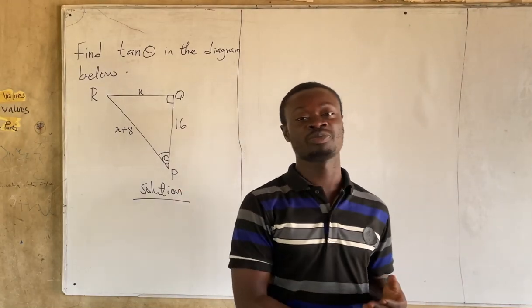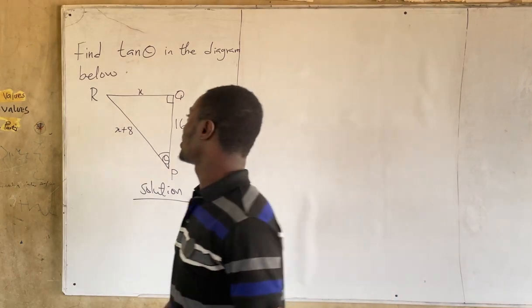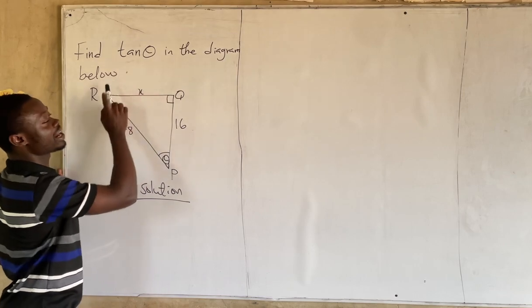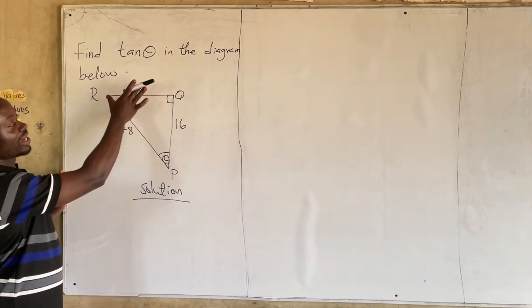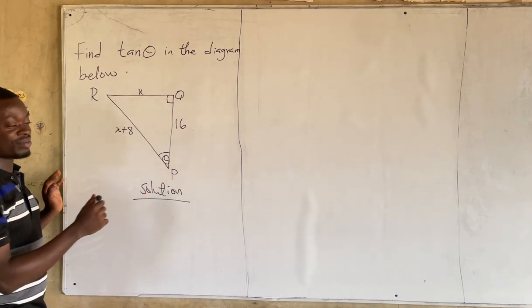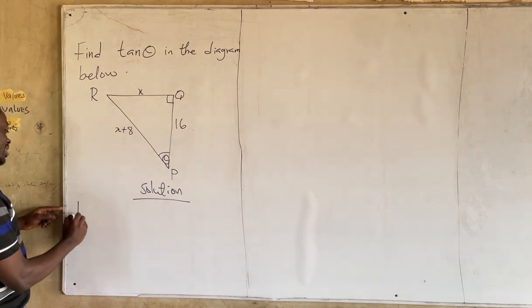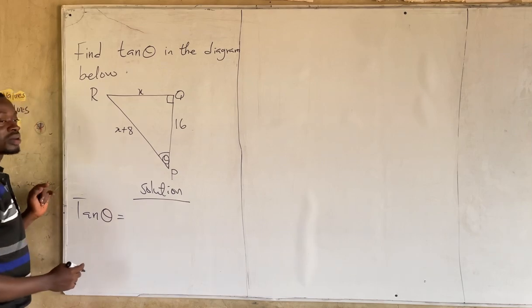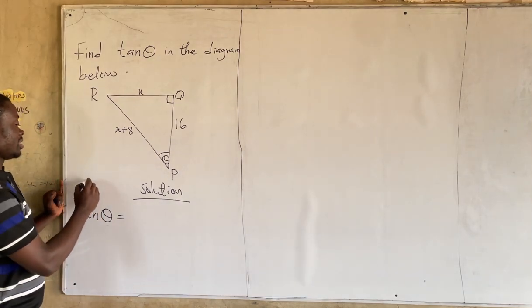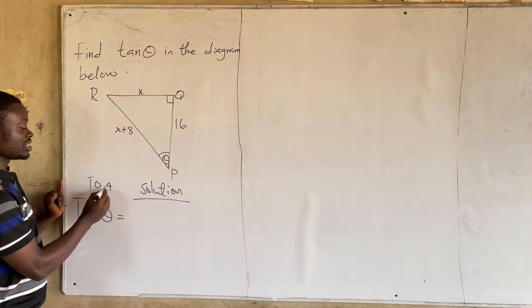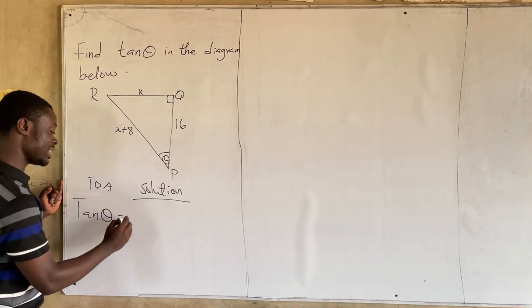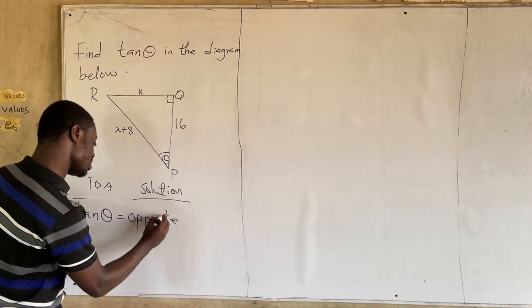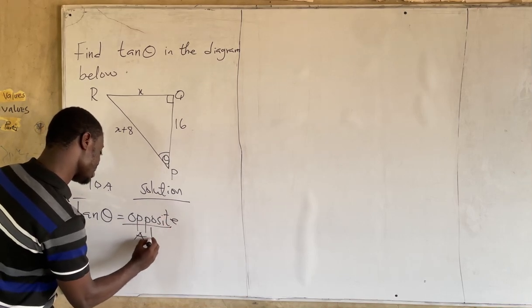We have this maths problem on the board. Let's solve it. The question says find tan theta in the diagram below. So you are supposed to find tan theta in this diagram. You know that tan theta equals opposite over adjacent.